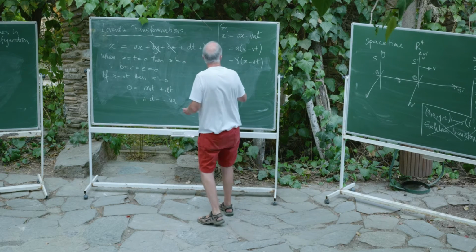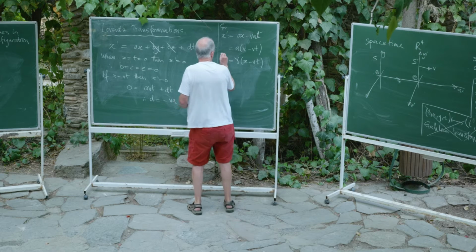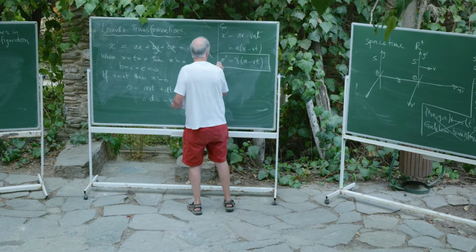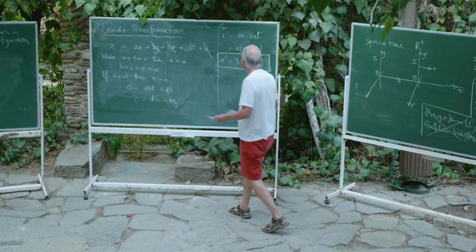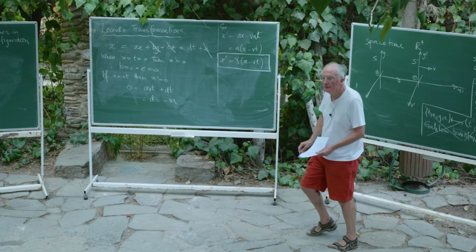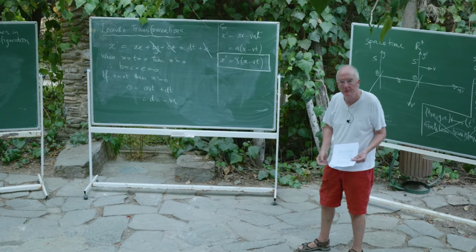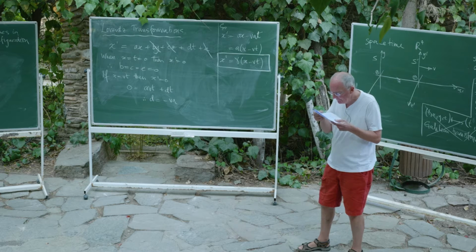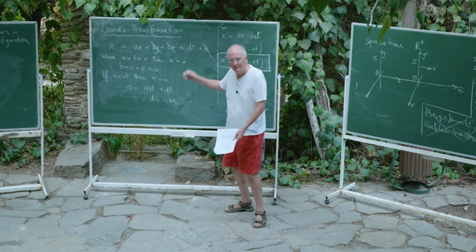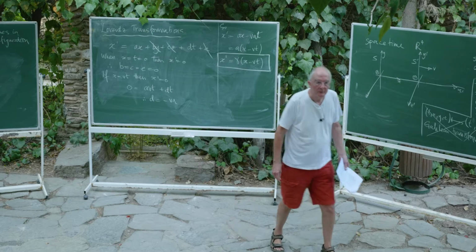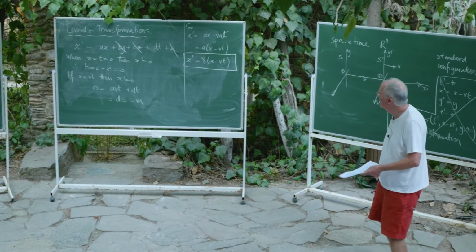Okay, so we've got x dashed is gamma (x minus vt). But we don't know gamma yet. It's some multiplier, but we don't know what it is yet. Now we're going to do something, and this is a very simple piece of argument here. Now we're going to do something clever.